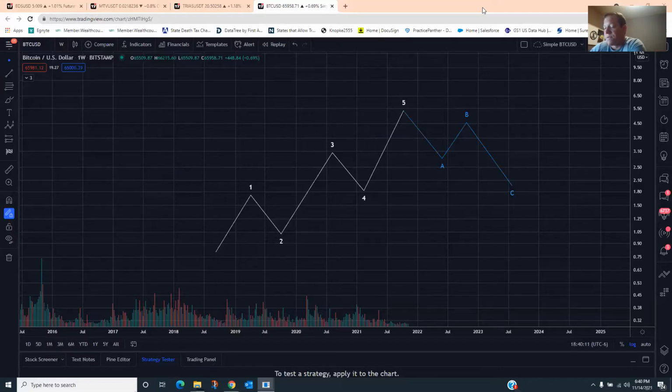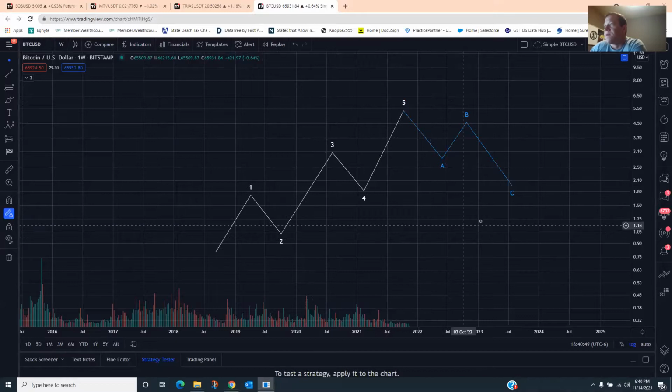Impulsive waves are 5 waves that have to be going in the direction of the trend. Right now with crypto, we're in a bull market, so the direction of that trend is obviously up. So the motive waves are going up in 5 waves. In a bear market, it would be going down in 5 waves. And then your corrective waves are a 3 wave structure, typically labeled ABC.